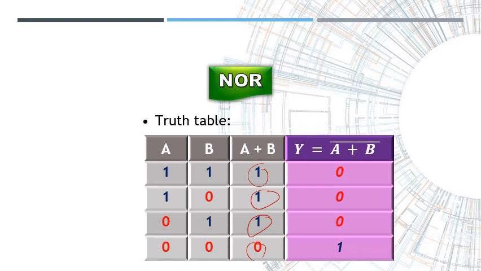Compared to and, if and has 1 and 0, there will be 0. Compared to or, if input 1, 0, the output will be 1. But for this one, not or, it is the opposite of or, which is 1 will be 0, 0 will be 1, 0 and 0 will be 1. So this is the and not and or. Not or, sorry, not or.